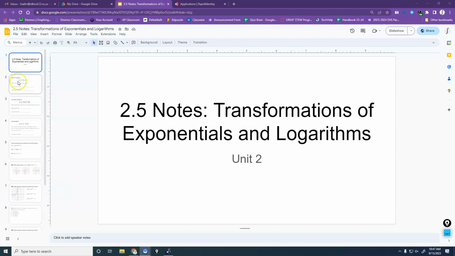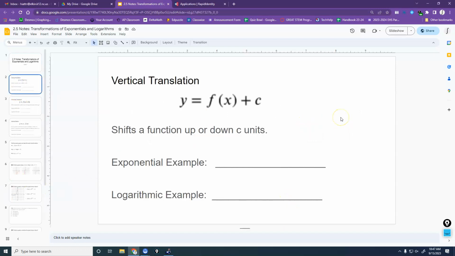Look at what we'll be doing today. So the first thing we're going to talk about and review is a vertical translation.